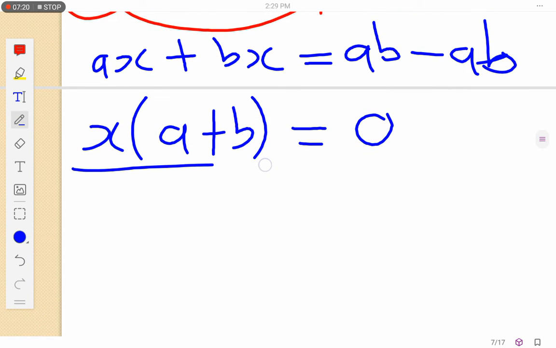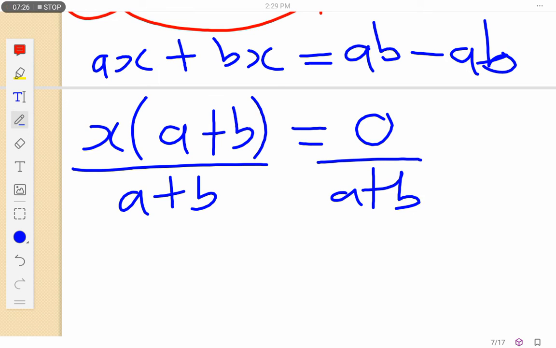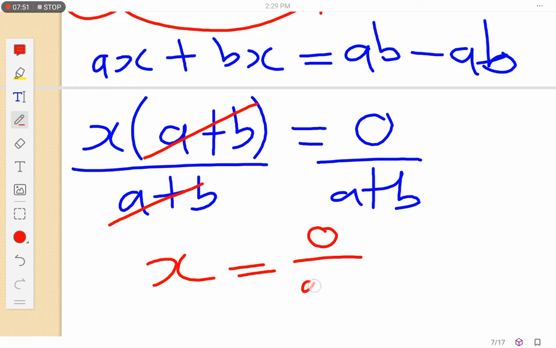So we are going to divide both sides by a plus b. Let's divide. On our left side, the a plus b cancel off each other, and we remain with x is equal to 0 over a plus b. When we have 0 divided by any number, we get a 0. So our x is going to be 0 in this case.